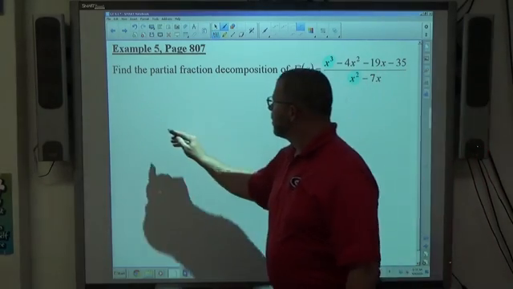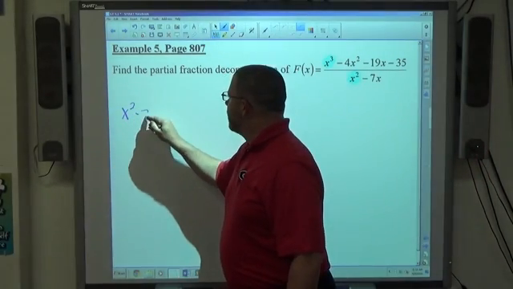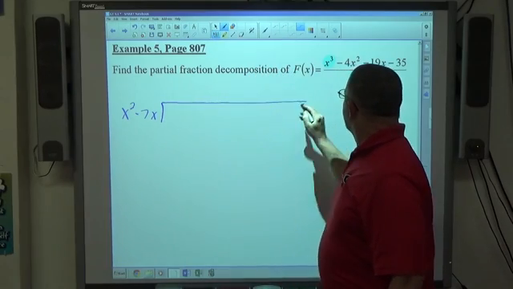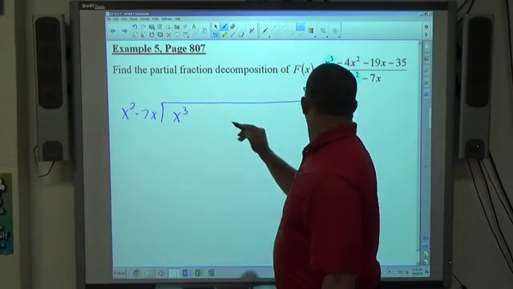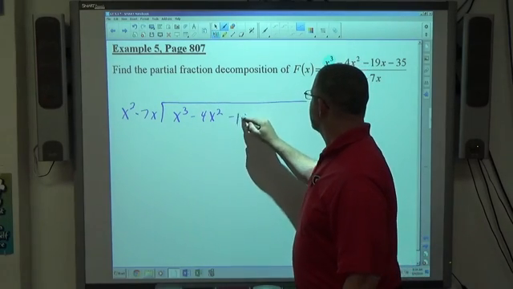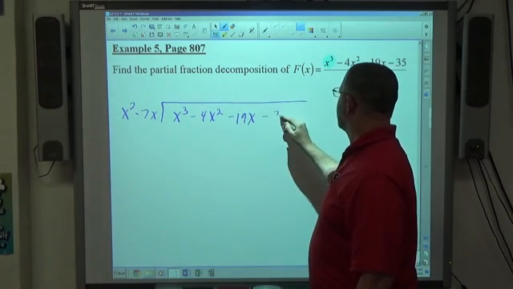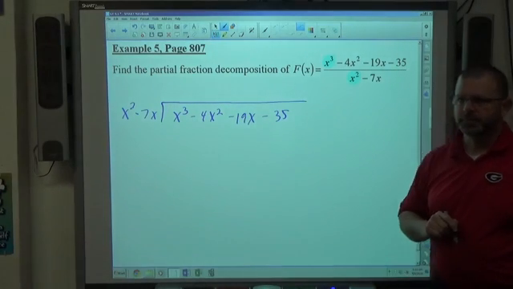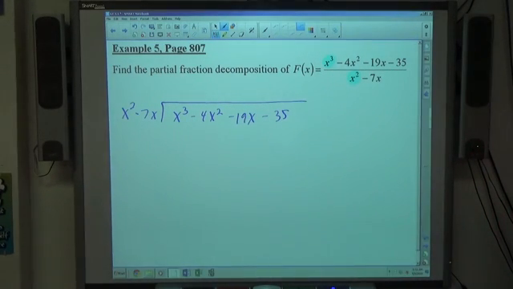So if it's this kind of problem here though, where this is smaller than that, we're going to divide. So x squared minus 7x goes outside, and we're going to put x cubed minus 4x squared minus 19x minus 35 inside. And it's long division as it always has been.